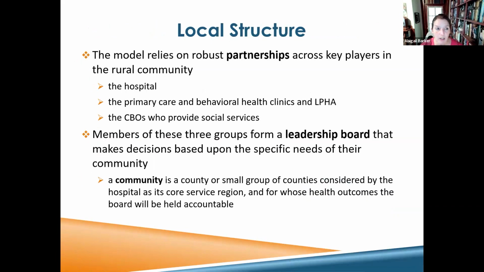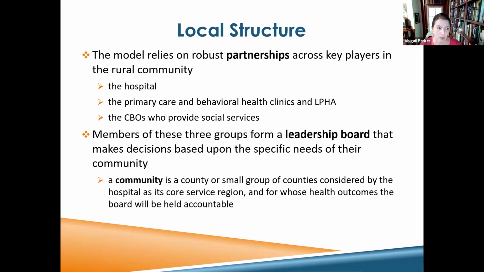I think one of the really key parts of this model that I felt really strongly about from the beginning was that it would have a local structure, that it would look in each community to ask what's going on here, who are the players, who's already involved in health and population health and community health, and can they partner together in new ways? So the key players we think of as the hospital, the primary care, the behavioral health clinics, the local public health agency, and then also those community-based organizations that provide those social services day in and day out.